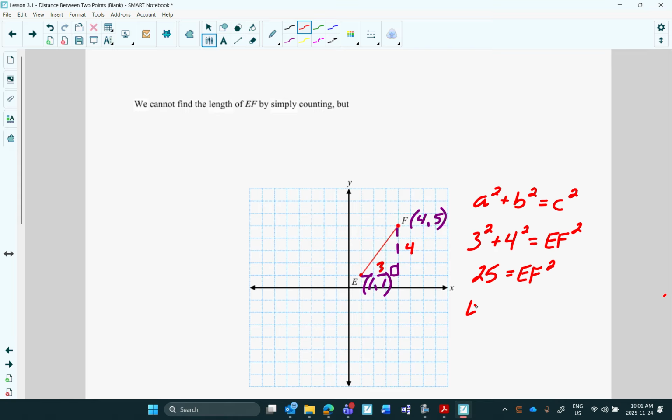And how am I going to find EF? Square root. Square root 25, which becomes 5.